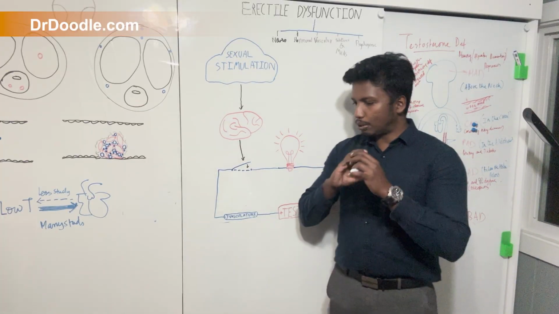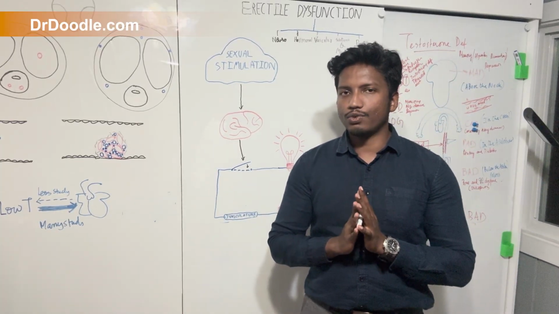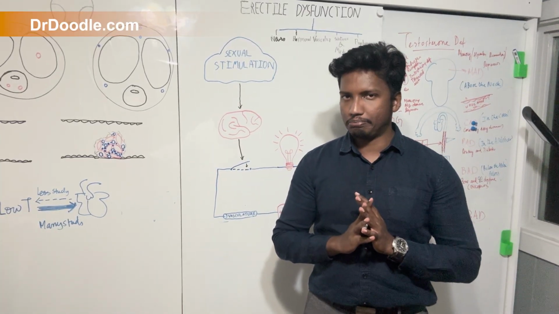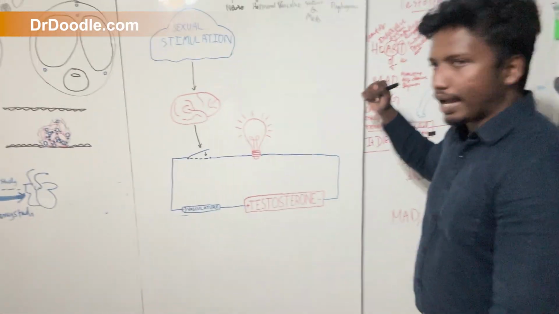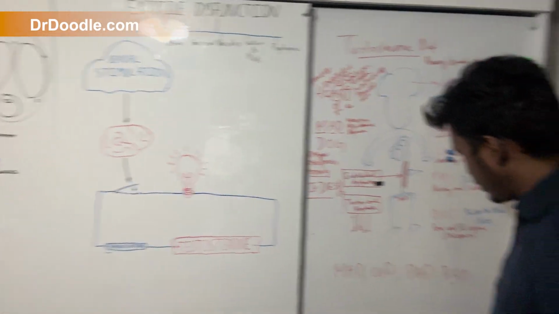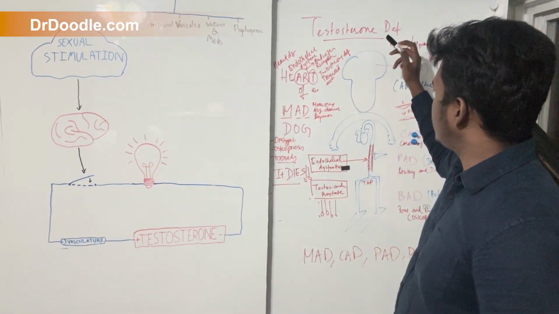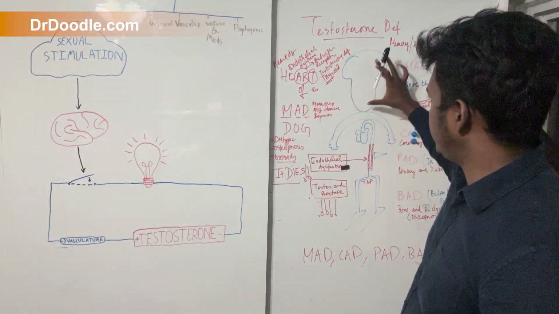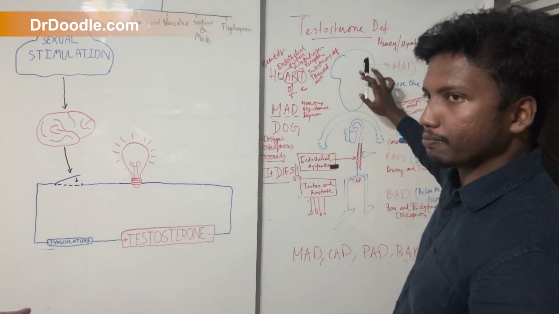Now, talking about testosterone, what happens when you have low testosterone other than erectile dysfunction? That's what I have explained over here. So, if you look over here, I have represented the brain. Emil, can you come on this side, please? Okay.